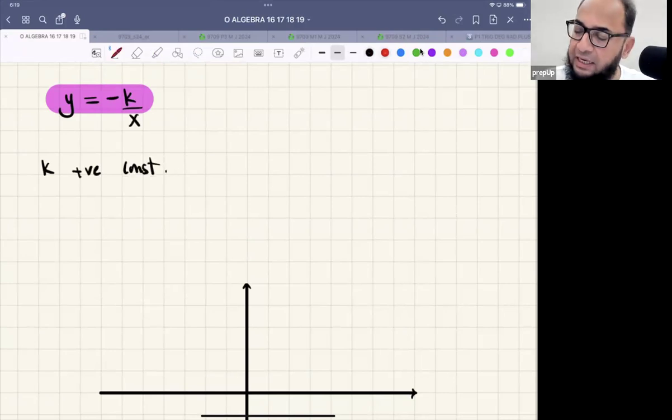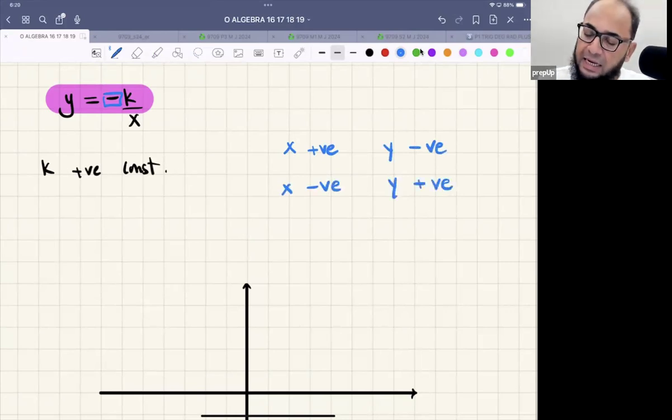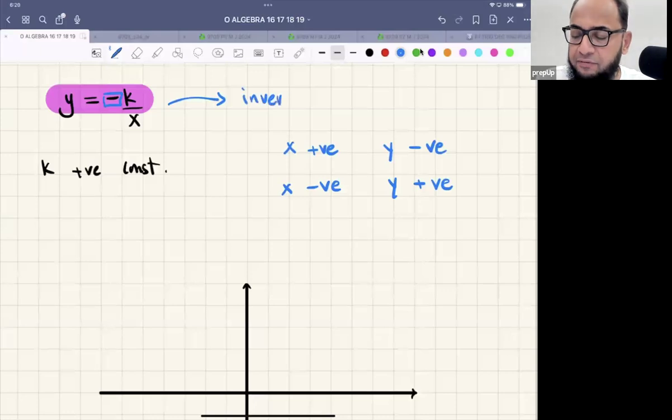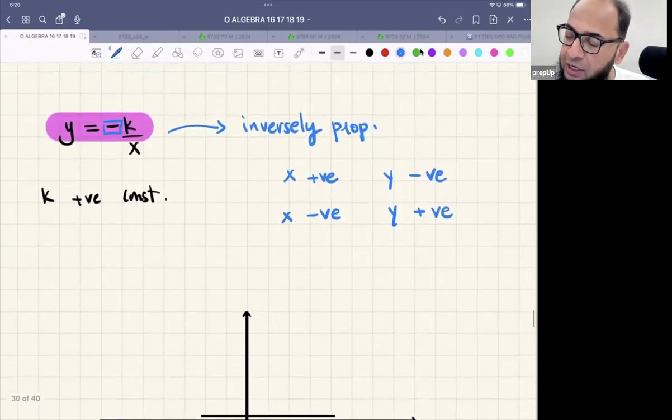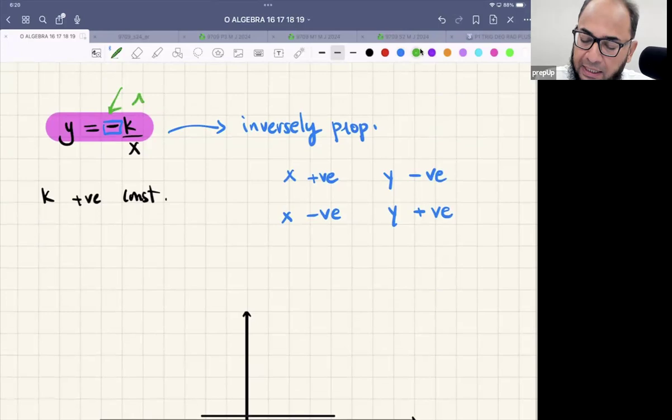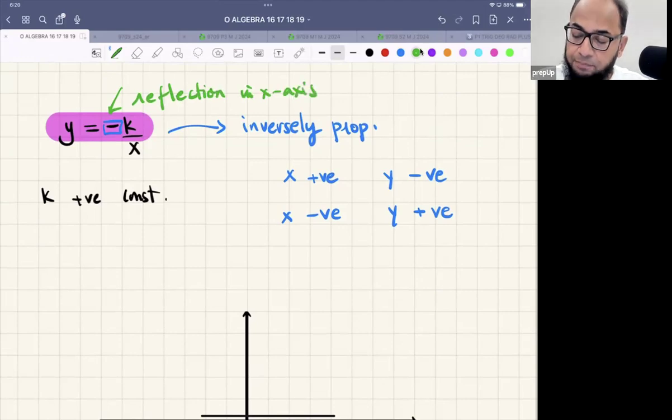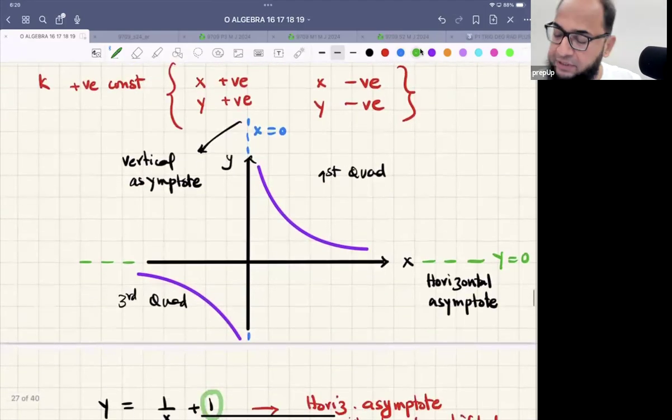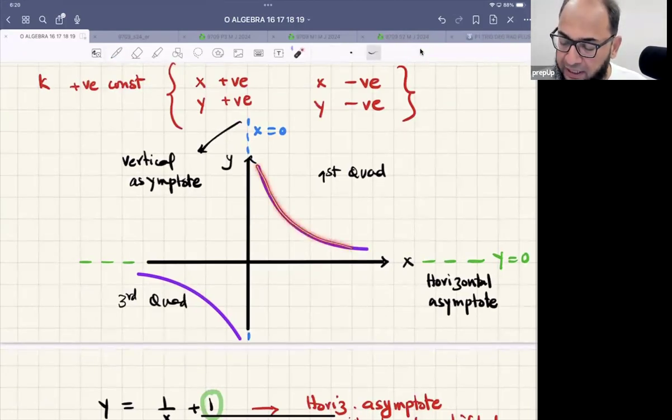but because of this negative sign, what happens? If x is positive, y is negative. If x is negative, y is positive. It is still inversely proportional as before: x increases, y decreases. But we know that because of the negative sign, this is a reflection in the x-axis. That means if I look at this original graph, this part will be reflected in the x-axis, and this part will be reflected up there.